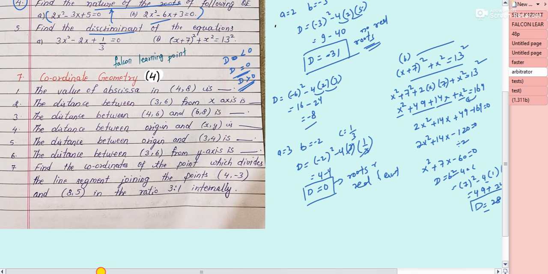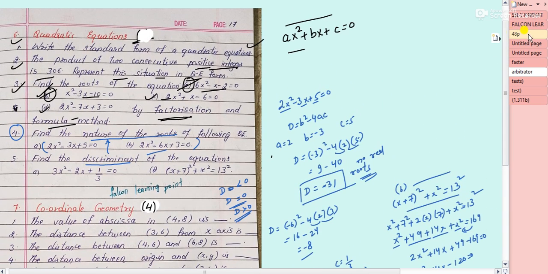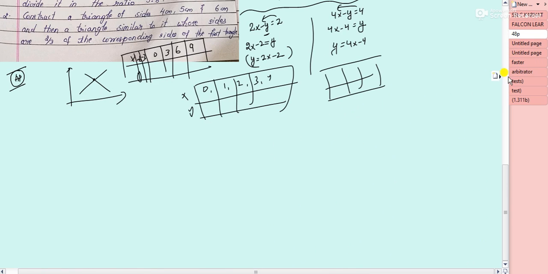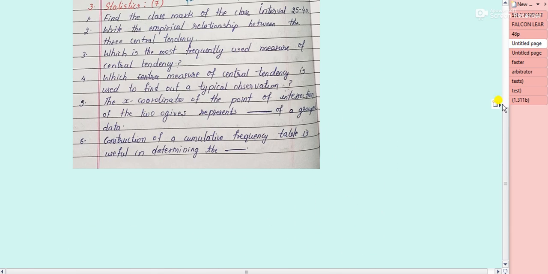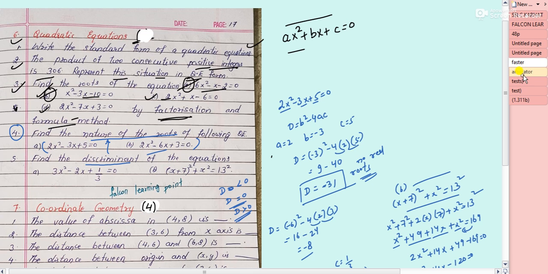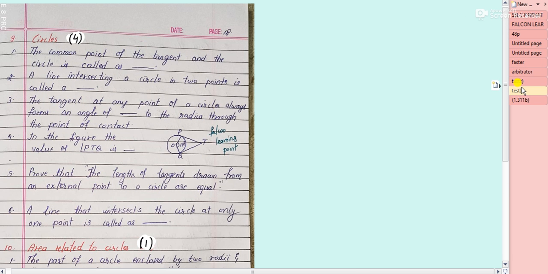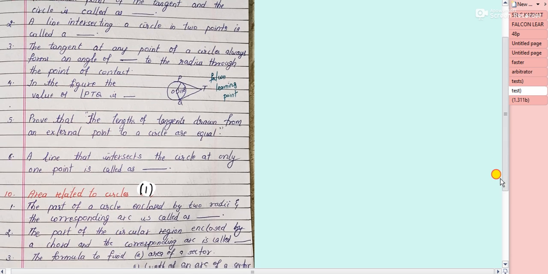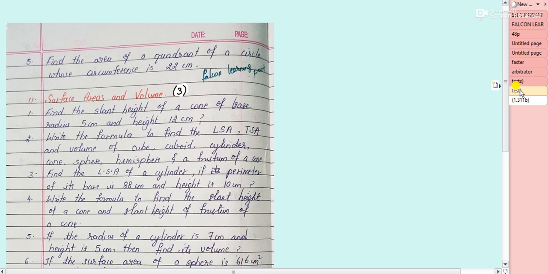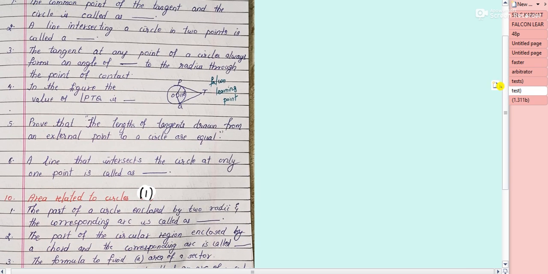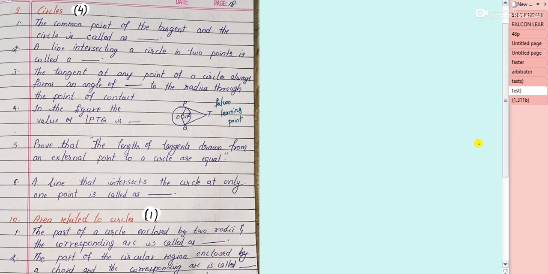Okay, now we'll take one more chapter and after that we'll wind up. So at the beginning I told you that I'll be solving the construction problem, so it will take a little longer time. So let me take the one which is easier, and the one which is easier is circles. Okay, circles, and I will just solve the problems from circles. Because in the exam if you practice this you'll get 4 marks easily.